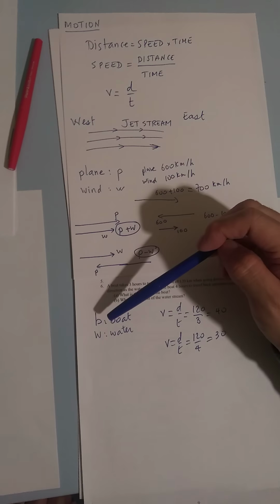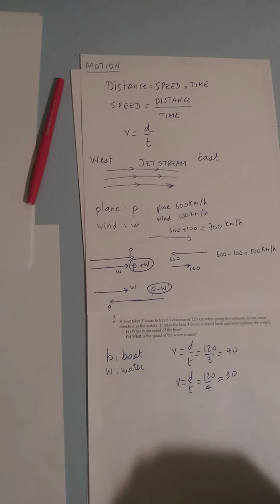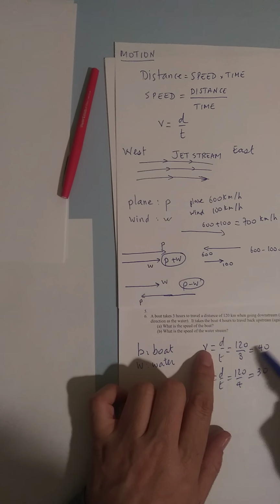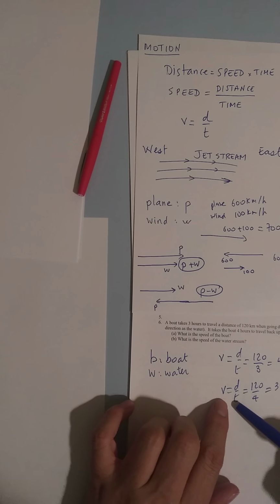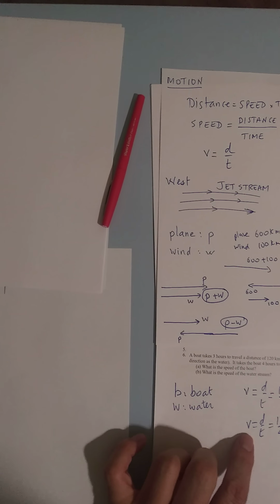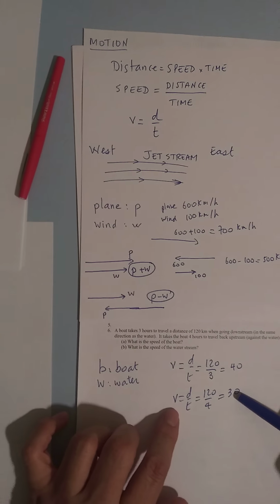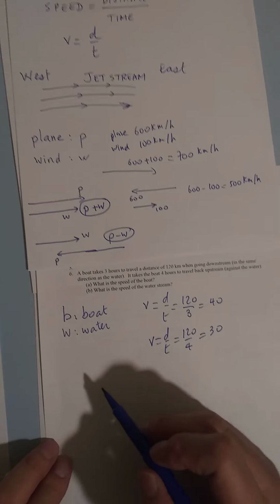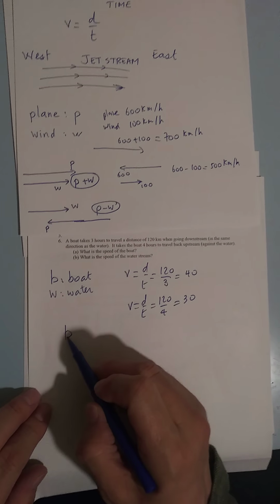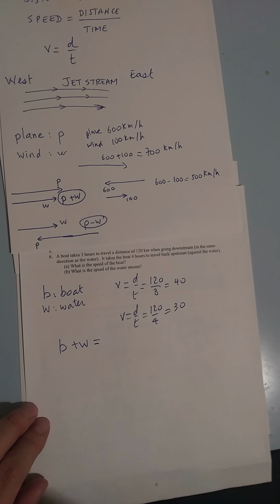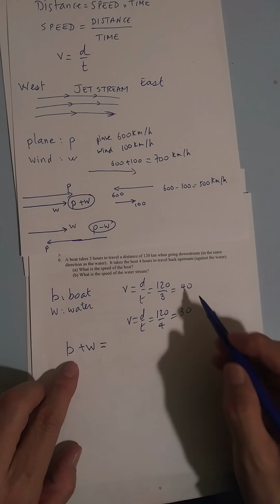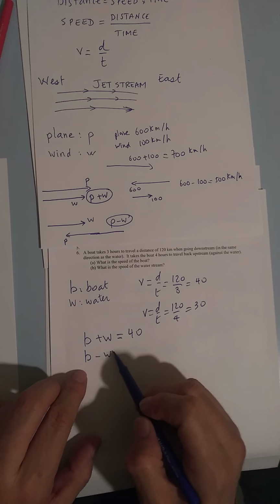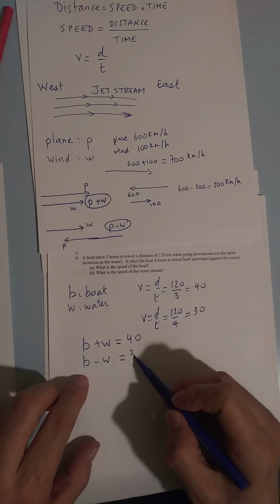This time, let us call the speed of the boat B, speed of the water W. So, the speed is distance over time. So you divide 120 by 3, that gives you 40. The speed in the other direction is distance over time, which is 120 over 4 hours. So that's 30 kilometers per hour. We'll put the units later. When the boat is going in the same direction as the water, the net speed is B plus W. That's downstream. B plus W equals 40. When the boat is going against the water, it's B minus W. That's upstream. And the net speed is 30.